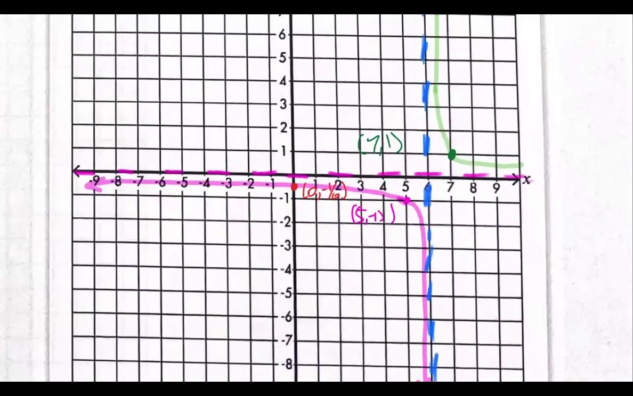And then honestly, we have 3 coordinates. We have this coordinate right here, 7, 1. We have this coordinate 5, -1, and we have 0, -1/6. So it still pretty much follows the whole idea that when you graph something, you want to have at least 3 coordinates. You still have 3 coordinates, you know?